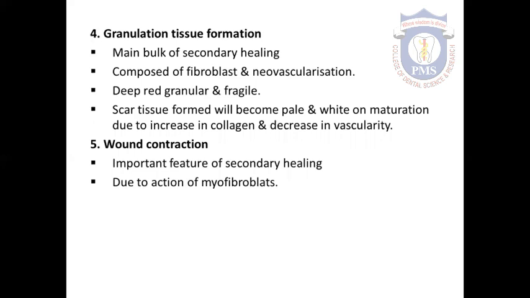Granulation tissue formation plays a major role in wound healing by secondary union. It forms the main bulk of secondary healing. It is composed of fibroblasts and neovascularization, that is, new vessels. The granulation tissue appears as deep red, granular and fragile tissue. Later, scar tissue is formed by the laying down of collagen, which will become pale and white on maturation due to increase in collagen and decrease in vascularity and cellularity.